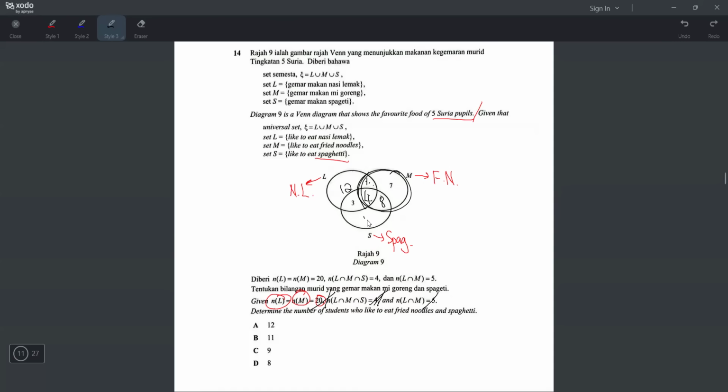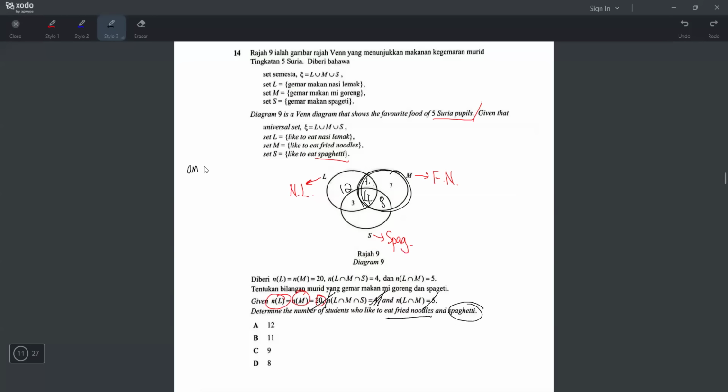Alright, now we are just left with this one. But this one we don't know. This one is for spaghetti only. But there's no more information. Okay, never mind, let's see what they want. Determine the number of students who like to eat fried noodles and spaghetti. Okay, so I don't think you need this. Yes, I don't need this, because they want to find fried noodle and spaghetti.